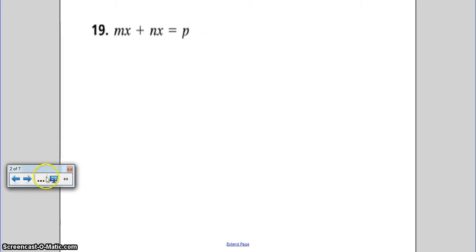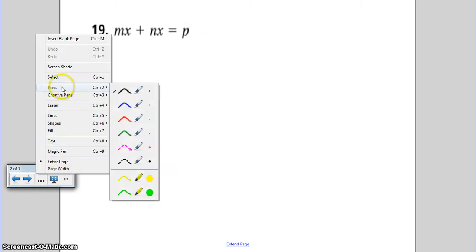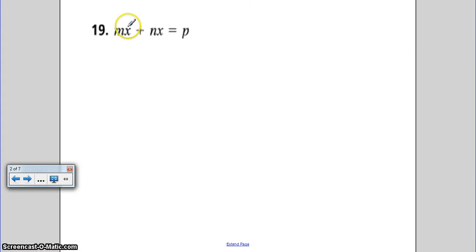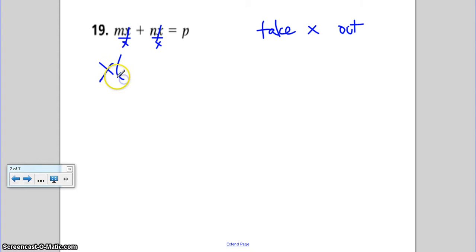Ultimately, what we are doing is we are solving for x. We want to pull out the x. So we're going to factor the x out by dividing. If I divide this by x and this by x, they go away. My x is out on the side, and m plus n is in the middle, close my parentheses, equals p.